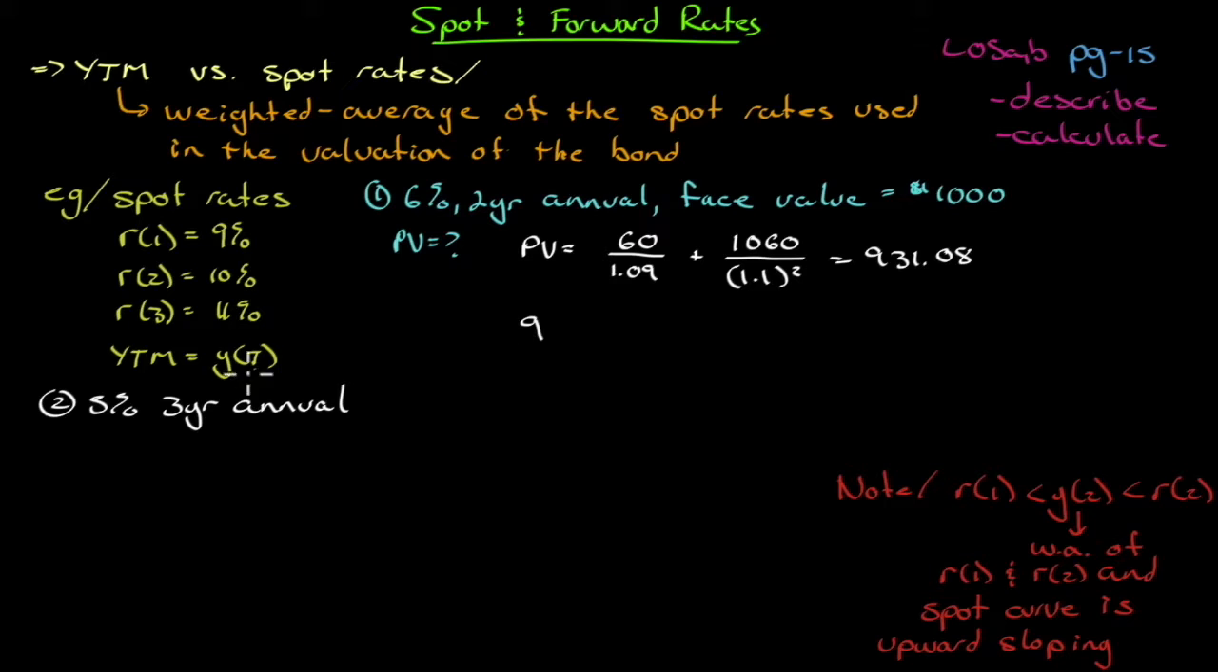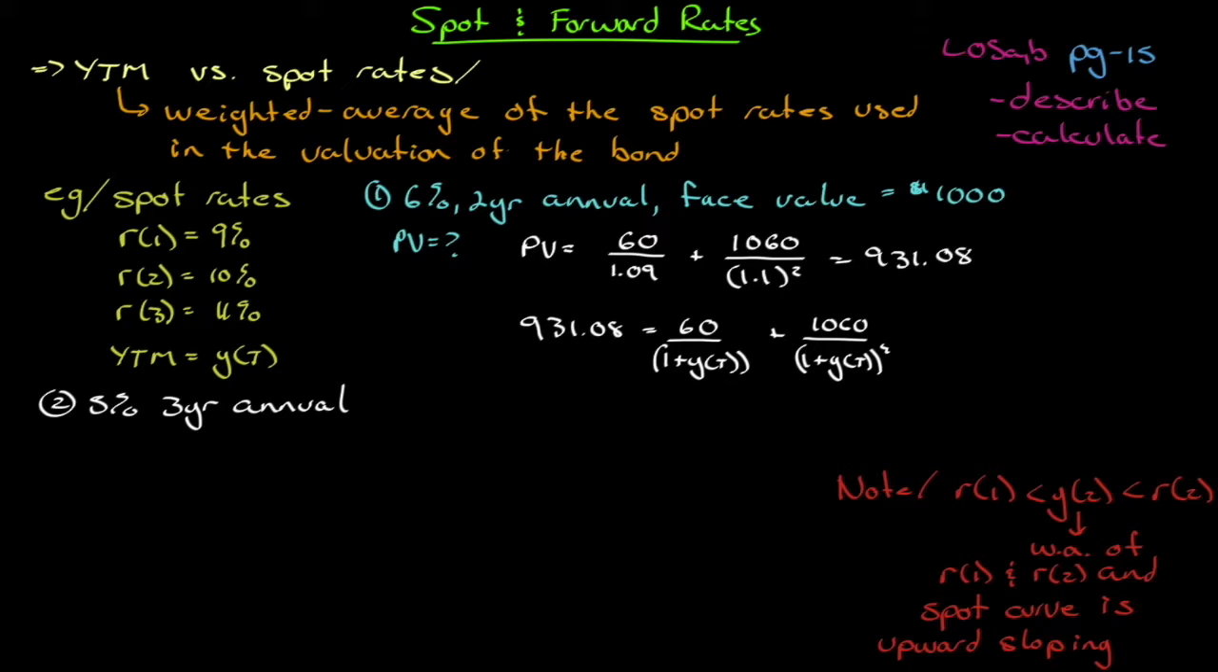Now we're in a position to solve for yield to maturity. 931.08 equals 60 divided by 1 plus Y(T), that's what we need to figure out, plus 1,060 divided by 1 plus Y(T) squared, and then you just solve for Y(T). Whatever value of Y(T) equates this, that's your yield to maturity. You can do this two ways.